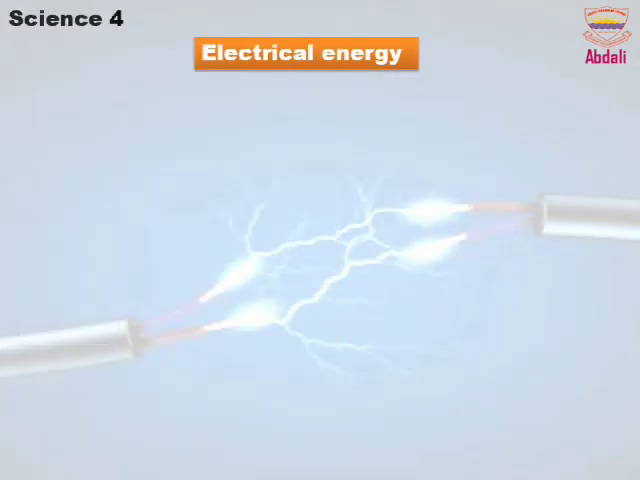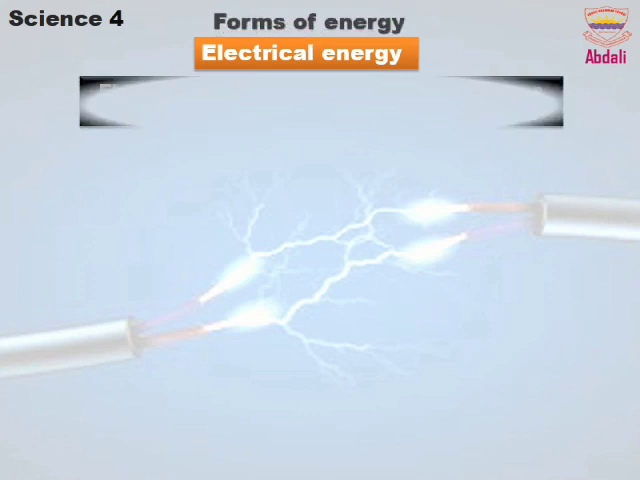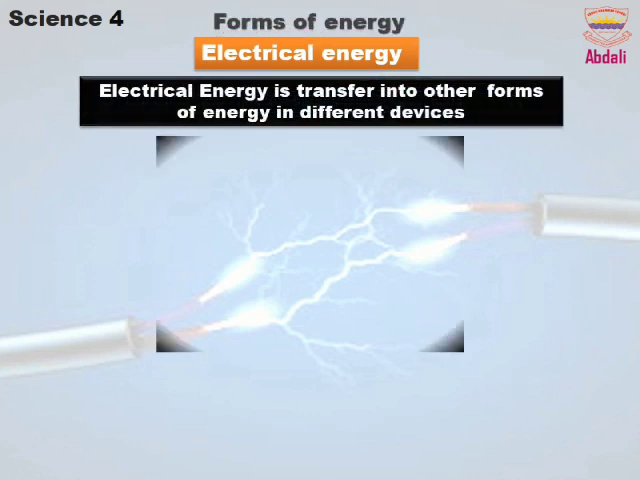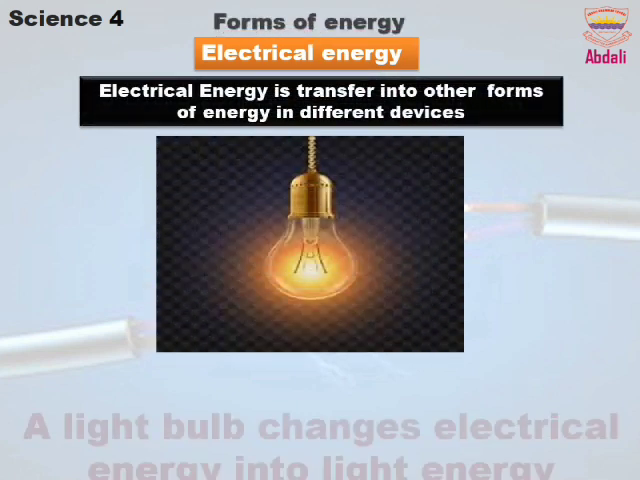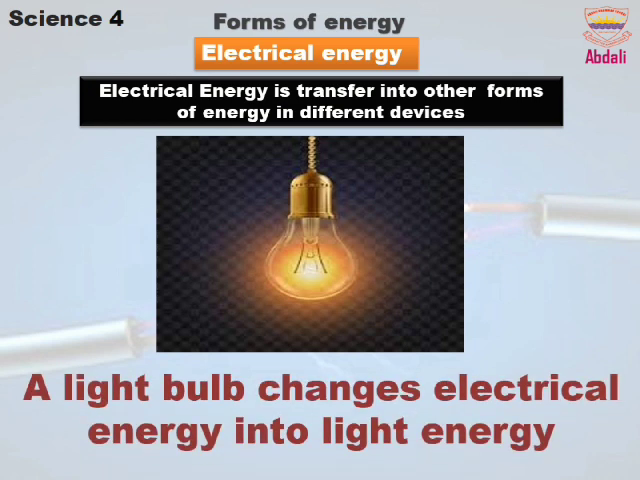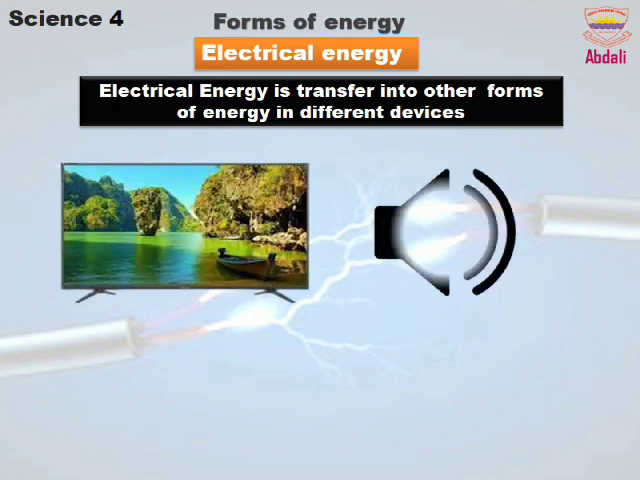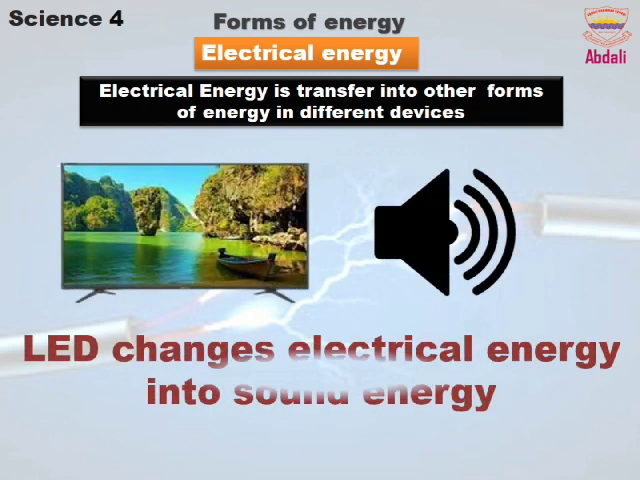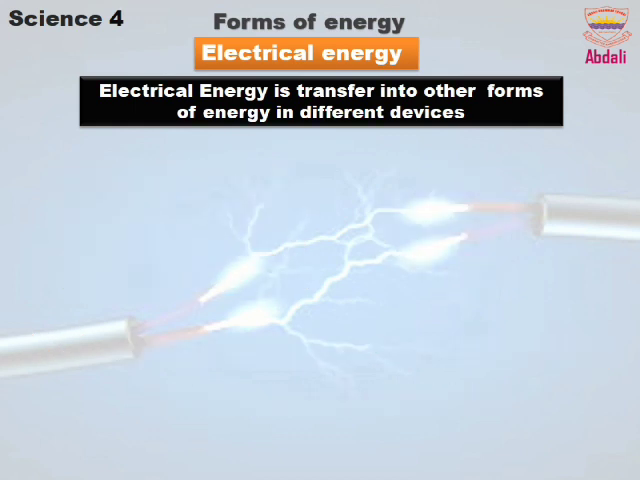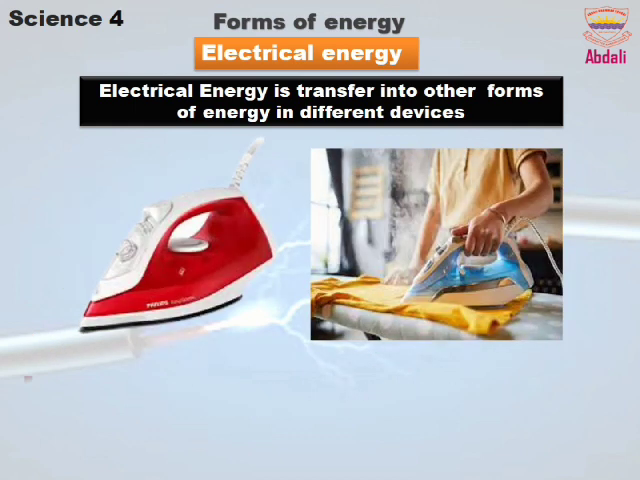Electrical energy is transferred into other forms of energy in different devices. For example, a light bulb changes electrical energy into light energy. LED changes electrical energy into sound energy. Iron changes electrical energy into heat energy.